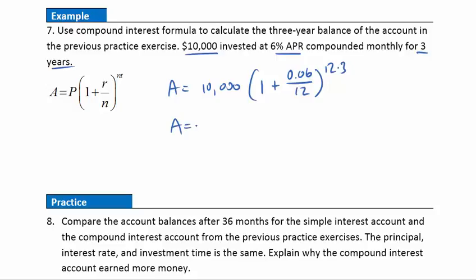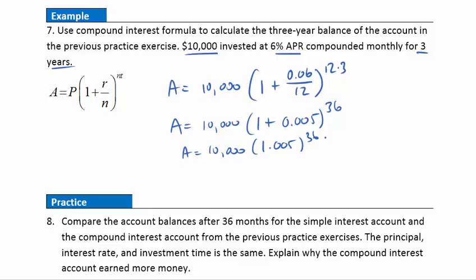So when we calculate this, we want to make sure that we're not rounding any values till we get to the end. So here's how we want to calculate that. We're going to do $10,000, 1 plus, we're going to get an answer for this and an answer for that. So 0.06 divided by 12, we already know that. That's going to give us 0.005. 12 times 3 will give us 36. So we go ahead and add the 1 and the 0.005 together to get 1.005 to the 36th power. Now we are ready to do this calculation.